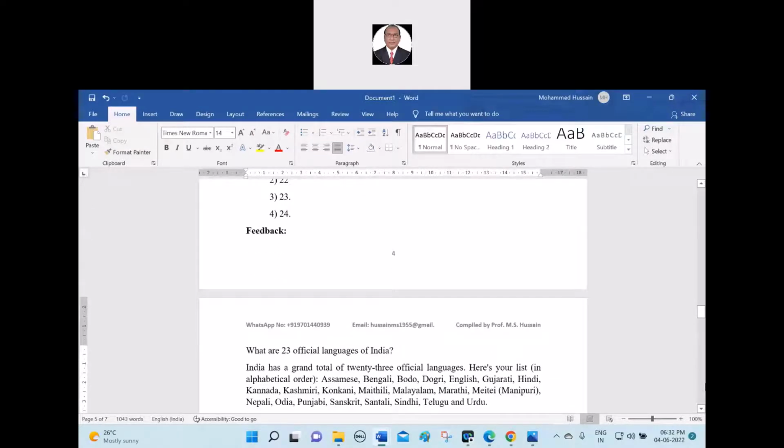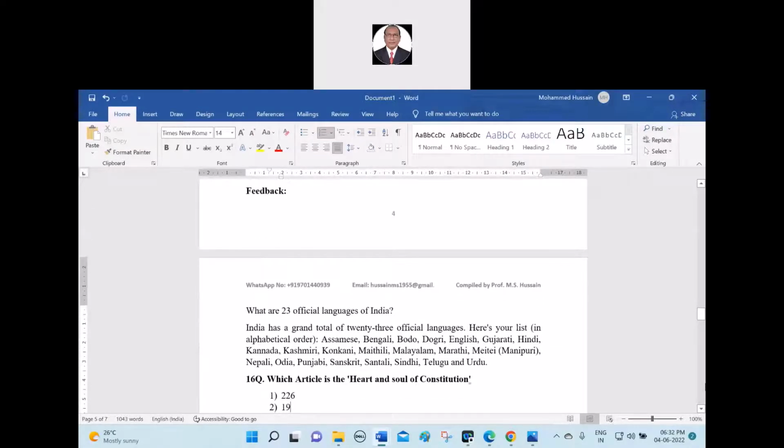What are the 23 official languages of India? India has a grand total of 23 official languages. Here is your list in alphabetical order: Assamese, Bengali, Bodo, Dogri, English. I wrote Dongri there, but actually it's Dogri. I deliberately made the spelling mistake there so that it would not be an official language.